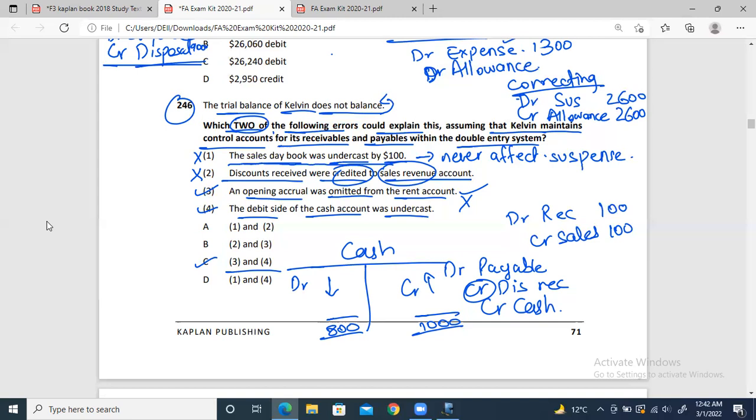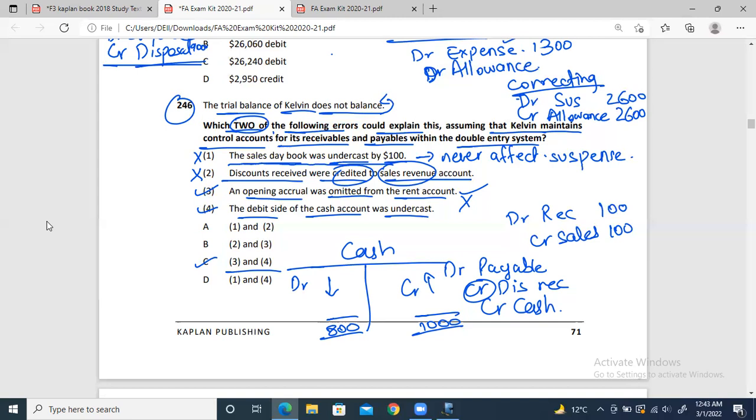Control account, because we have studied this chapter before, right? Sales daybook balances go into the receivables control account, and purchase daybook balances go into the payables control account. So if the sales daybook balance is undercast by 100, let's say it was 1000, but 900 is written over there, this 100 decrease will also have hit which account? The receivables control account. So receivables will also be undercast by 100, and sales will also be undercast by 100.